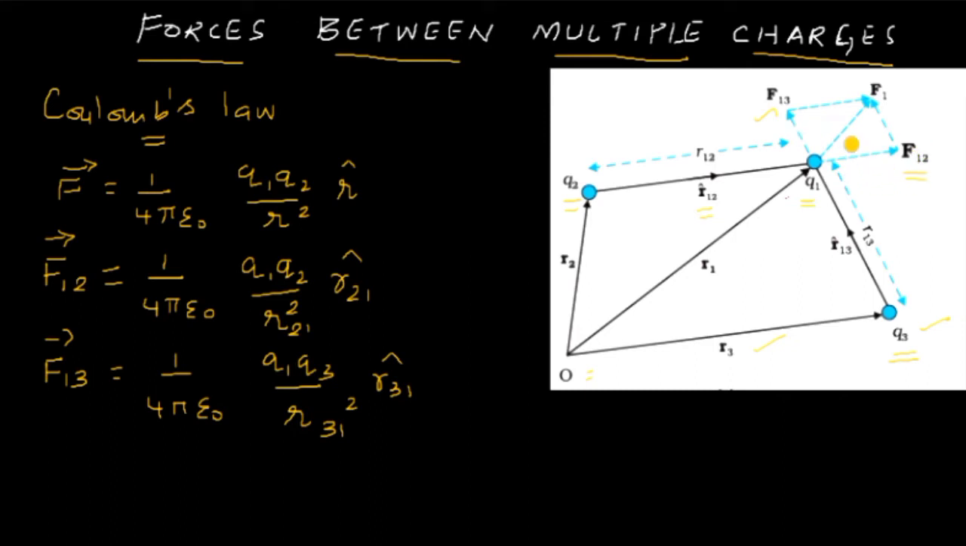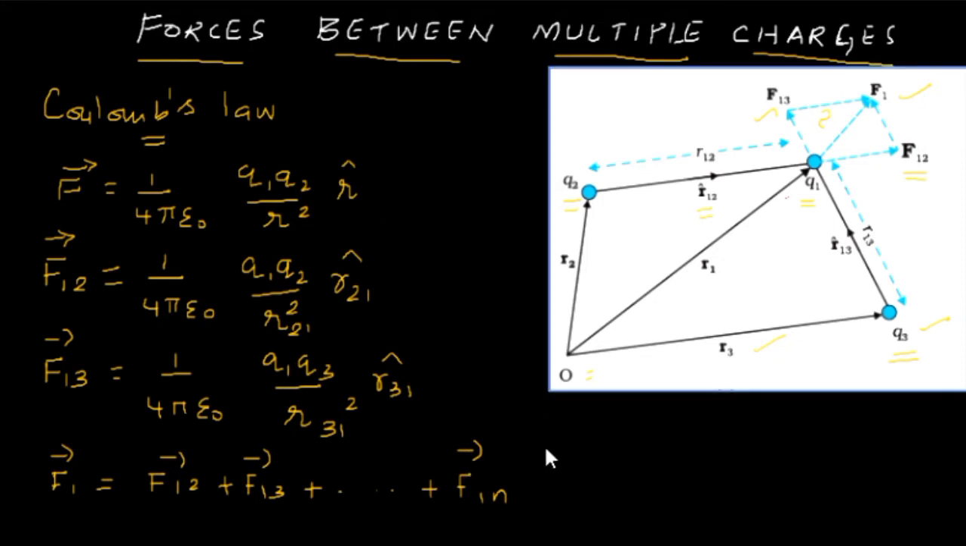So the resultant of these two forces will be this one, that is F1. We write the resultant force, F1 vector, equal to F12 vector plus F13 vector. When we have more charges in our system, we can extend this up to n number of charges, F1n vector. So that is the procedure here.